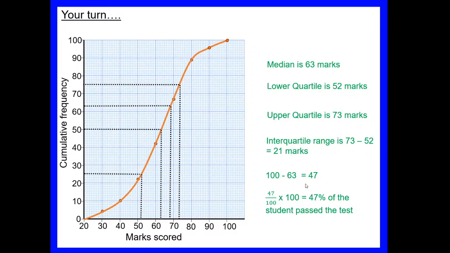We were asked to give it as a percentage. So we had 100 people in total. So 47 out of 100 is our fraction. Multiplying it by 100 to change from fraction to percentage means 47% of the students passed the test.